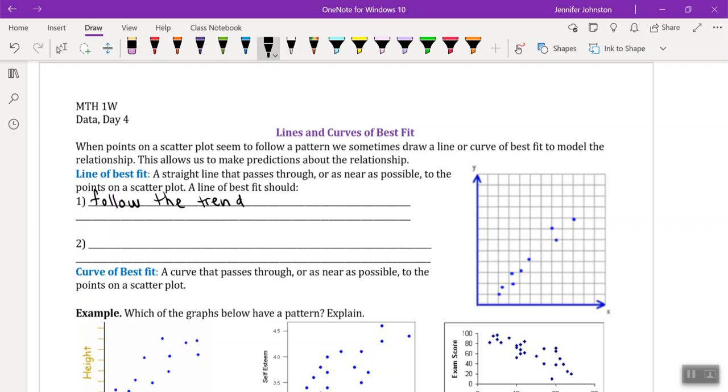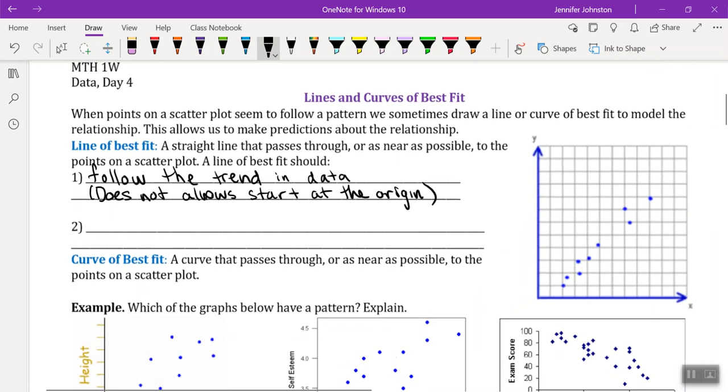So follow the way of the points. And again, it's a straight line. So follow the trend in data. And it does not always start at the origin. Sometimes it might start somewhere upwards, but we can see here that our line of best fit may start down here and go up. So it doesn't always start at 0, 0. So make sure that you know that.